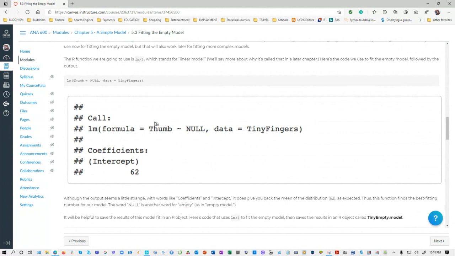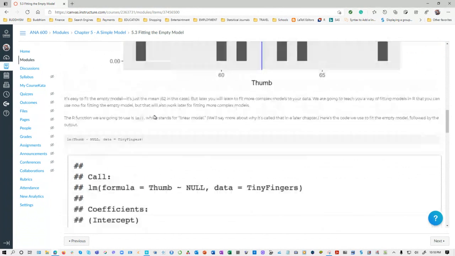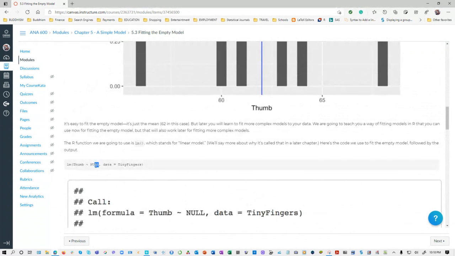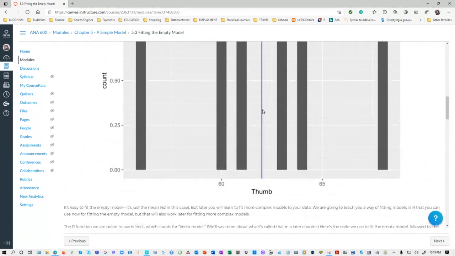See, I use thumb tilde 1. For the x, I don't put anything. I'm not talking about this graph. In order to draw the graph, the histogram, you can remember that all the time you put your variable on the x-axis.